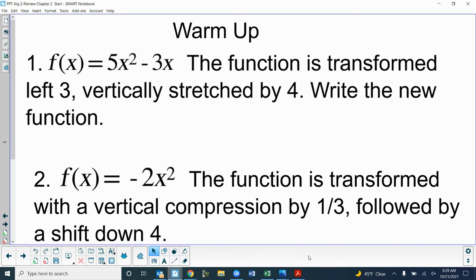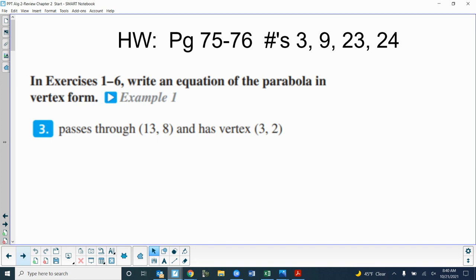All right. Before we go over these warm-up problems, let's go over the homework. Okay? Any questions on number 3, given the vertex and the point? Again, some of you are still not finding the A value. All right? Make sure you find the A value by plugging these in.